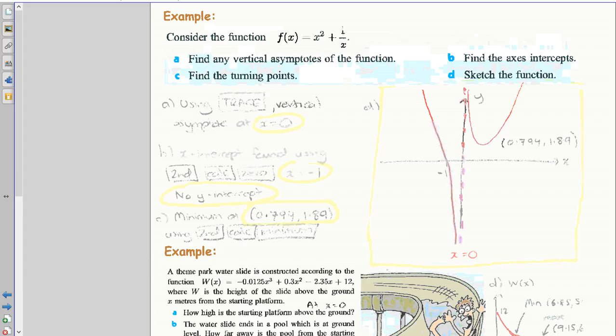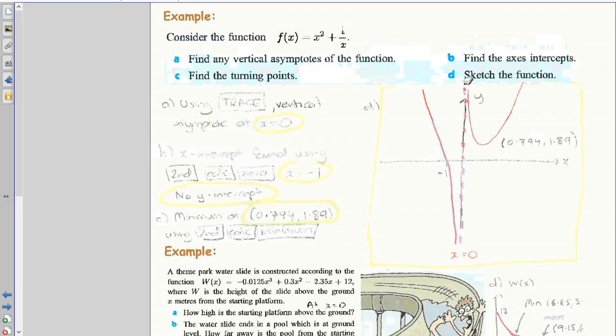Here we are. And again, I'm just going to leave the answers on there, but I'll talk you through it because it's kind of hard to read the answers anyway. And also, it's just nice to have it written out as we go. So consider the function f(x) equals x squared plus 1 over x. Find any vertical asymptotes, find the turning points, find the axes intercepts, the x and y intercepts, and sketch the function.